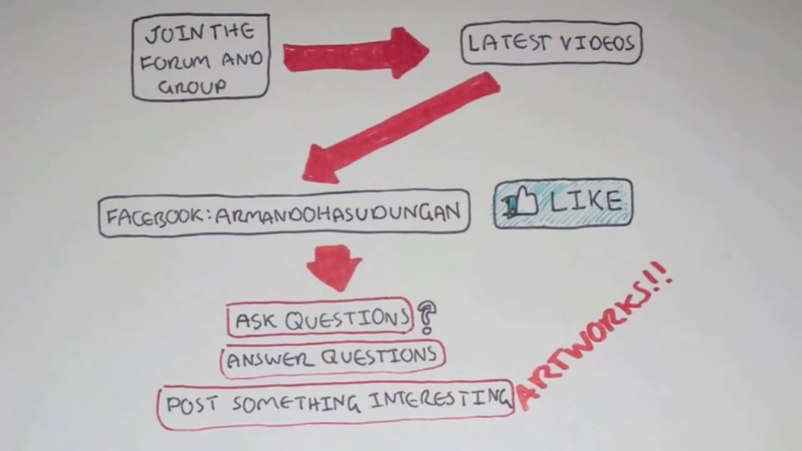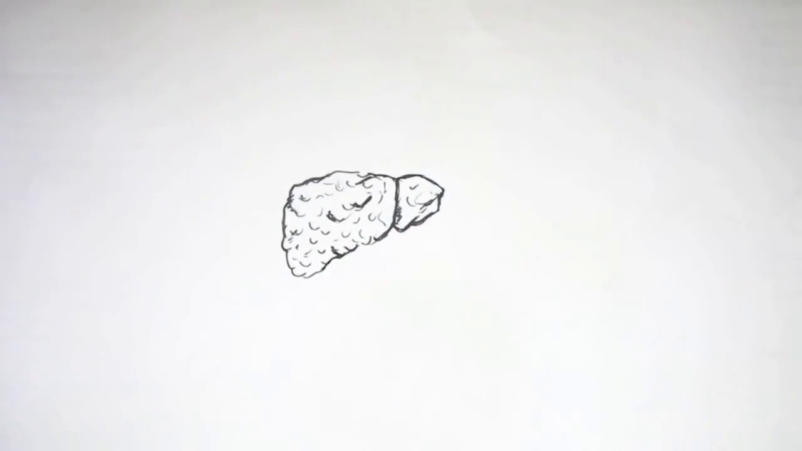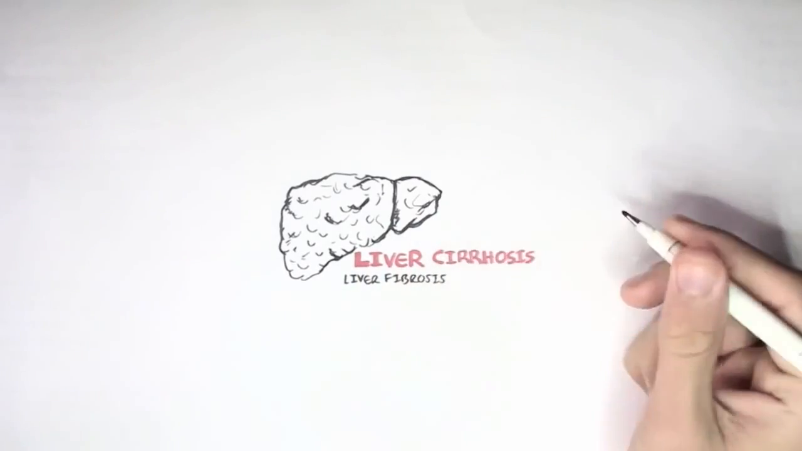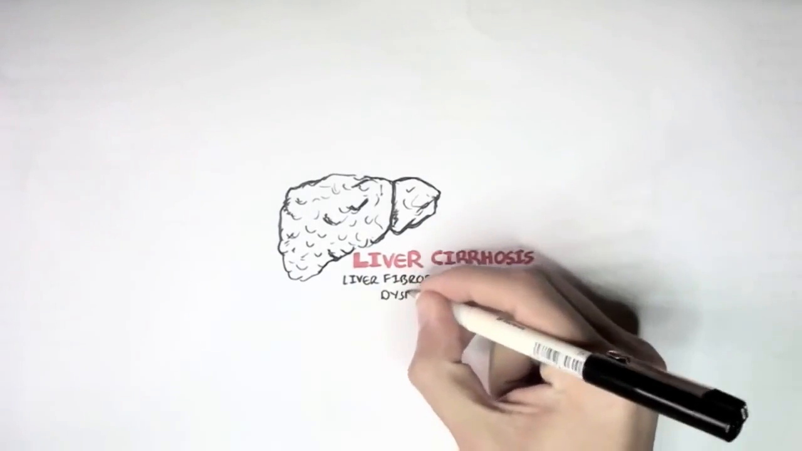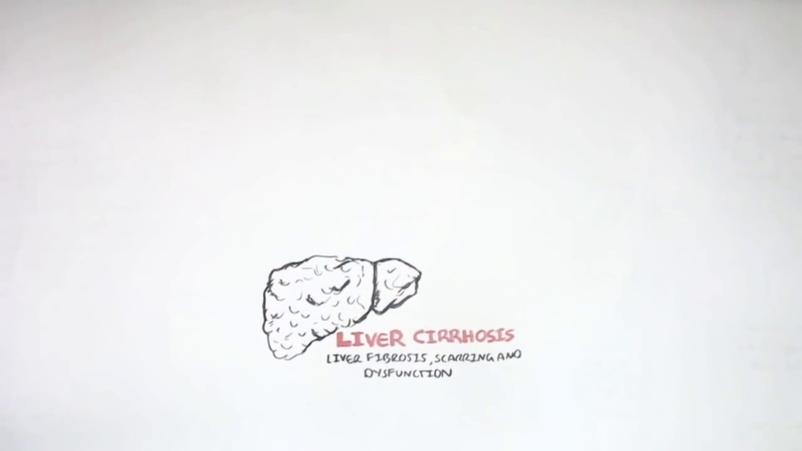Here we are going to talk about liver cirrhosis. Cirrhosis is essentially when you have fibrosis, scarring, and liver dysfunction. This can cause a blocked blood flow through the liver, amongst other things, which will essentially result in an abnormal liver function. Liver cells will also die, resulting in the liver shrinking.